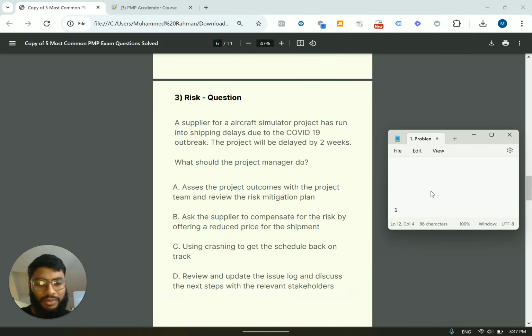I mentioned aircraft simulator project because I remember, really quickly, a tangent and a quick story. A company that I worked for completely shut down permanently because of COVID-19.